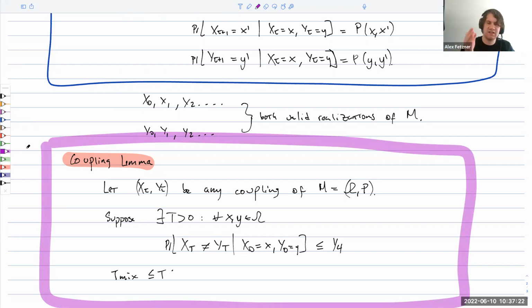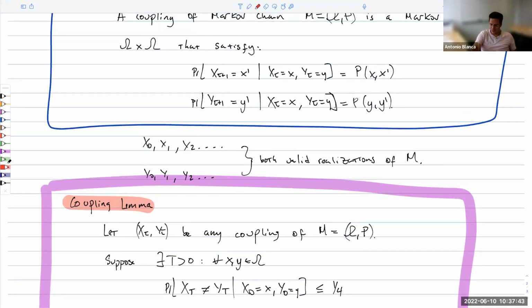Just to clarify, is a coupling a particular scheme of correlating these two different Markov chains, or is it two particular instances of a Markov chain? It's a particular way of correlating two instances of the Markov chain. Any way that you correlate them needs to satisfy these two conditions. But any way you correlate them that satisfies those two conditions is a valid coupling.